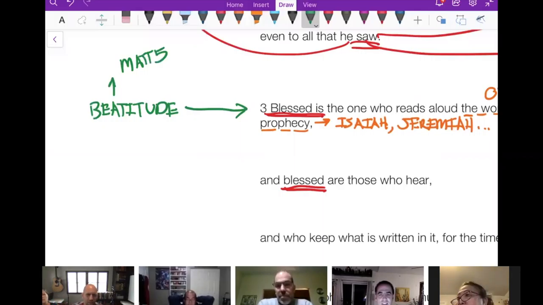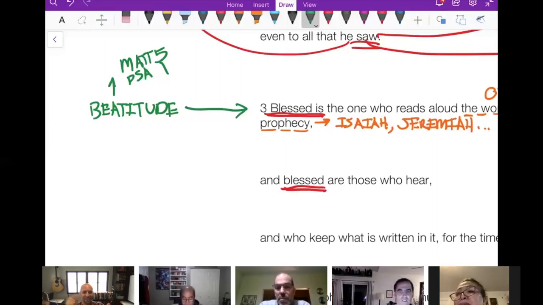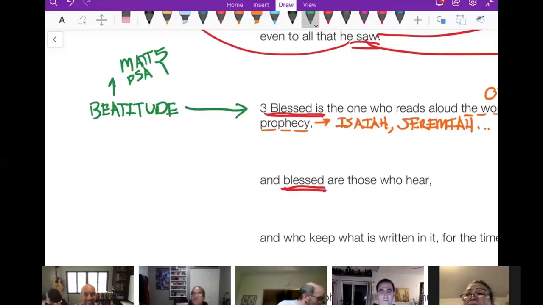There are many in the Old Testament. What's the really big one? Psalm. Is it one? Yeah. Psalm 1, right? Psalm 1 is another big blessing. Blessed is the one who does not walk, does not stand, does not sit, but his delight is in the law of the Lord, and he meditates day and night. He shall be like a tree, right? So there are a lot of beatitudes in Scripture, okay? No one really reads this beatitude. This beatitude is so important.